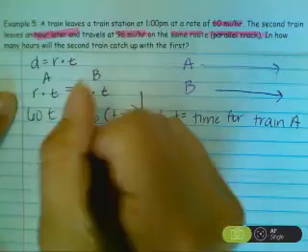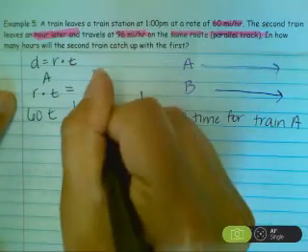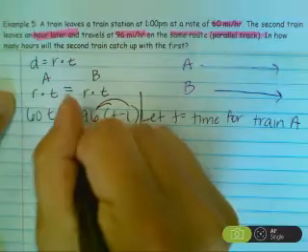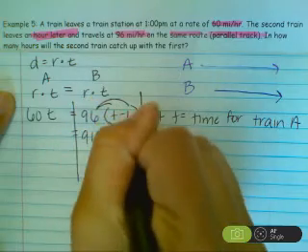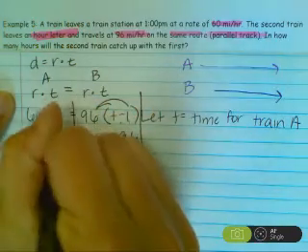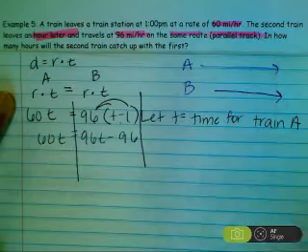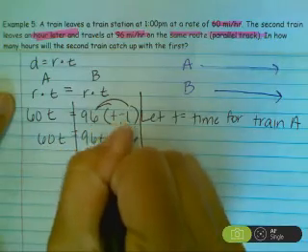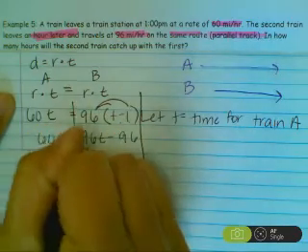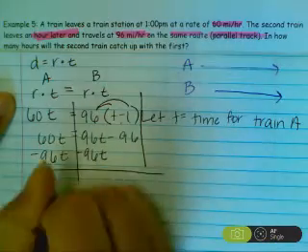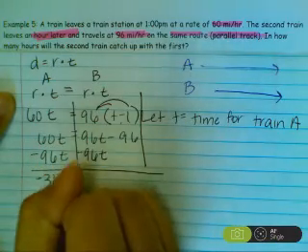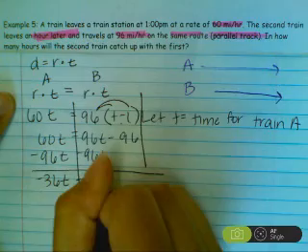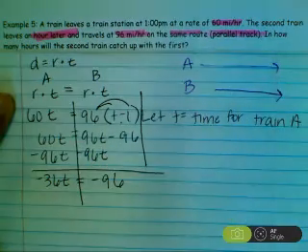Now all I have to do is solve this equation for T. I'm going to start by distributing my 96. So it becomes 96T minus 96. Over on the left side, I've still got 60 times T. Subtract 96T from both sides to get the variables on the same side. 60 minus 96 is negative 36T equals negative 96.